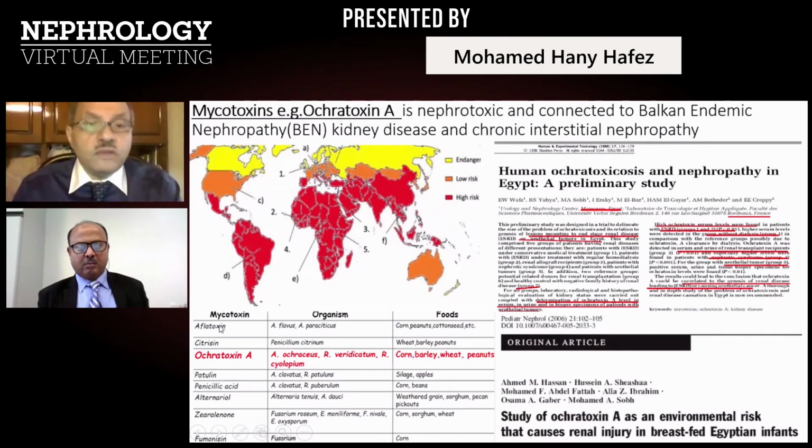And many of these mycotoxins are bad. Aflatoxin, of course, you know, is very bad for the liver. Fumonisin too, but for the kidney, ochratoxin specifically is very important. All of these are present in the corn, in our daily food.